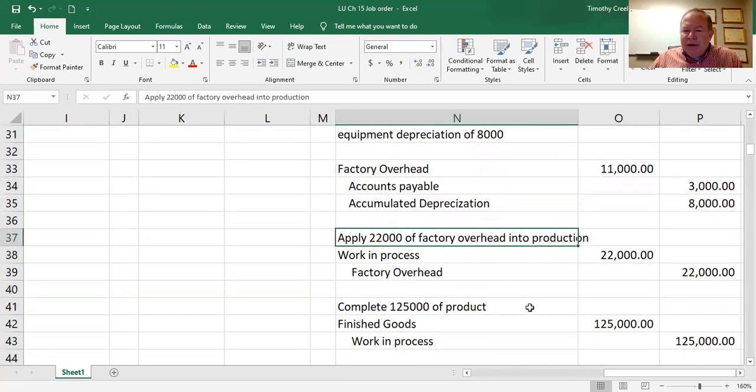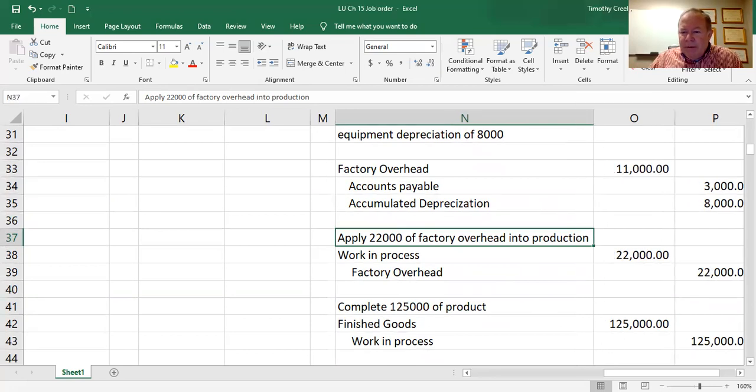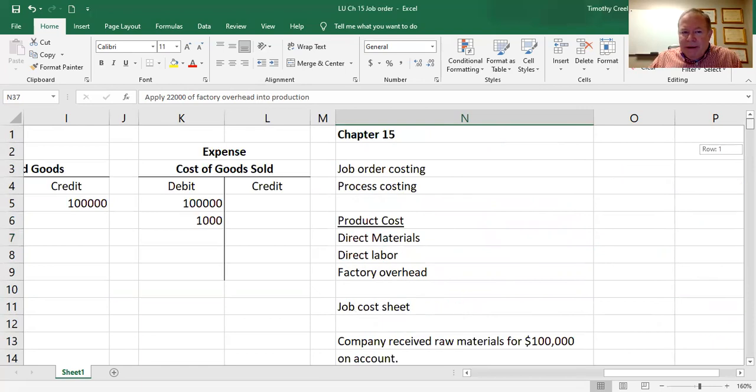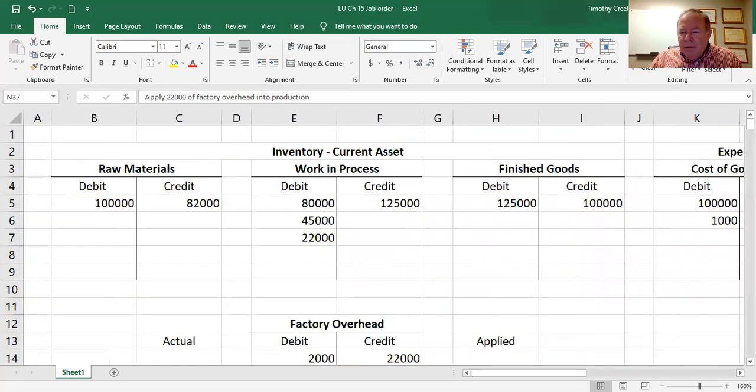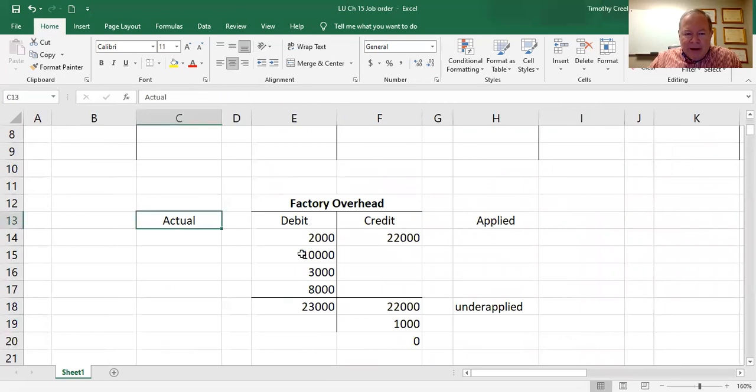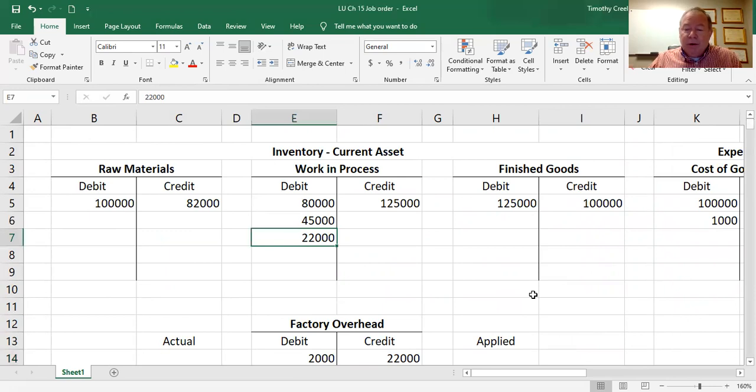Okay, so apply 22,000 of factory overhead into production. So let's go up here and remember that we have the actual factory overhead items as they occur during the month, and they are all debited to factory overhead. But when we apply it, we're going to credit factory overhead, and it would be debited then to work in process. Remember that since work in process is the assembly line, it's where the products get put together. This is the point where all three elements of product cost enter: direct materials, direct labor, and factory overhead.